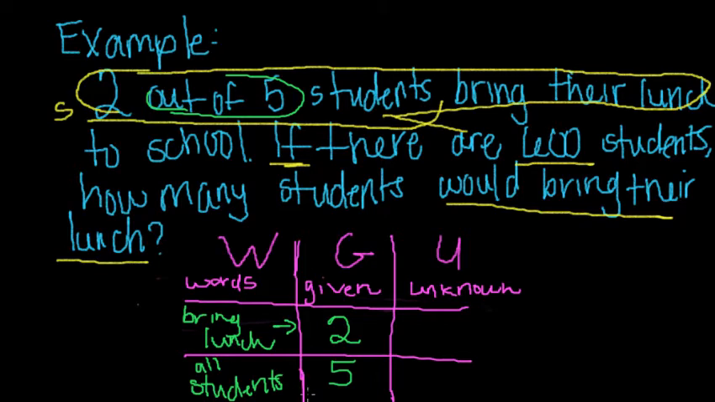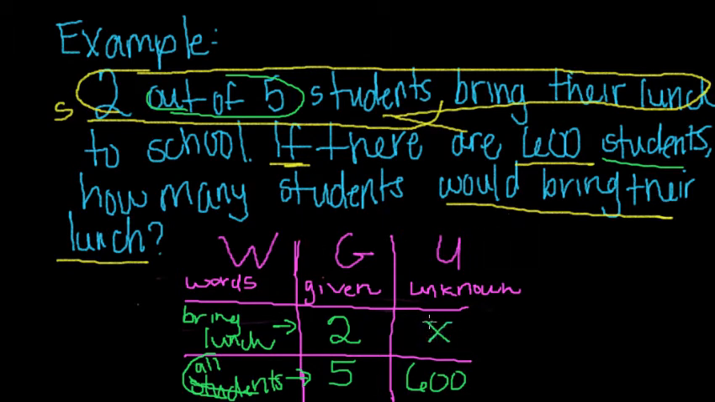The 2 stands for students that bring their lunch, and the 5 is how many students there are together. Here's where the U comes in. If there are 600 students total, how many students would bring their lunch? So you need to line it up with this one down here: all students. They're not telling us that 600 bring lunch. They're telling us 600 together. So you're going to put the 600, lining it up with this row of all students, and here's what we have. This is all the info we've been given, and our question says how many students would bring their lunch.